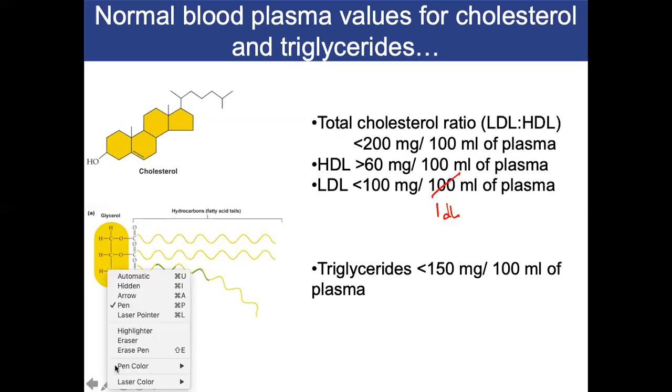So if you hear me saying a deciliter, it's the same thing as 100 milliliters. If you can picture that in your brain. Triglycerides should be less than 150 milligrams per 100 mils of plasma.